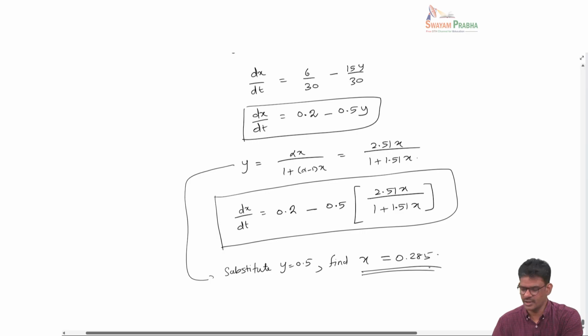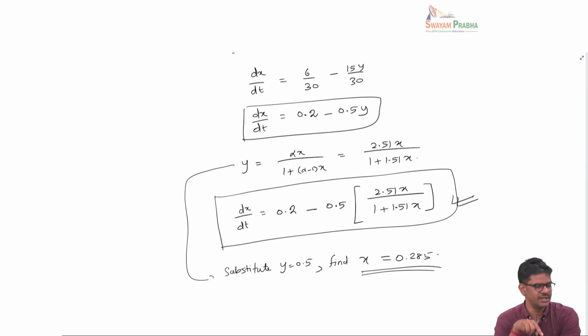Why are we doing this? Because we are getting a differential equation that relates x to t, and I know x initially is 0.4, that is the feed initial composition. At time t, the vapor that is created should have y of 0.5, corresponding x should be 0.285. So then I have to integrate this equation with x going from 0.4 to 0.285 and time going from 0 to t. Okay, and this is something you can do analytically.